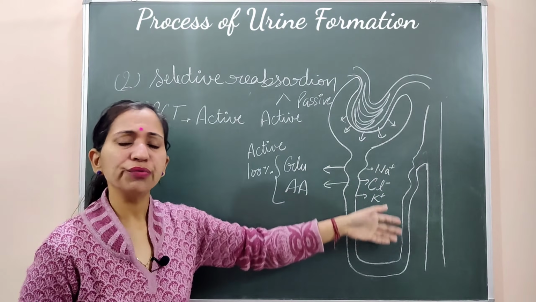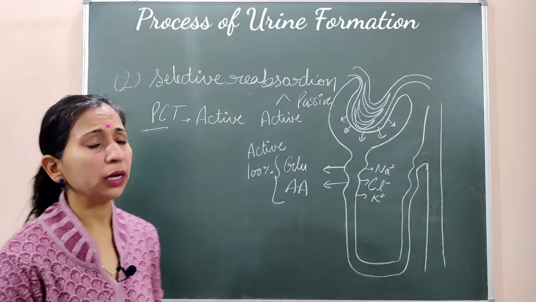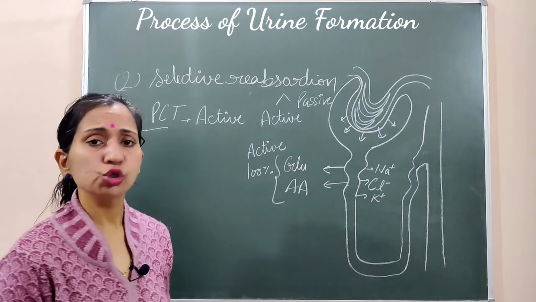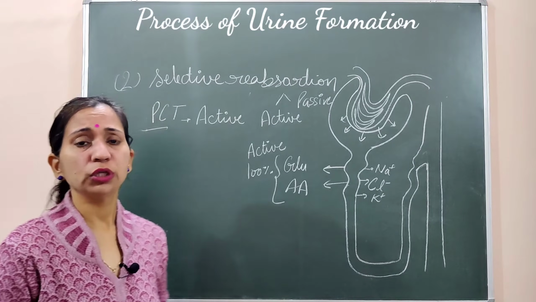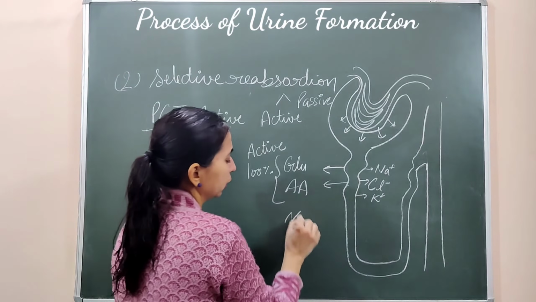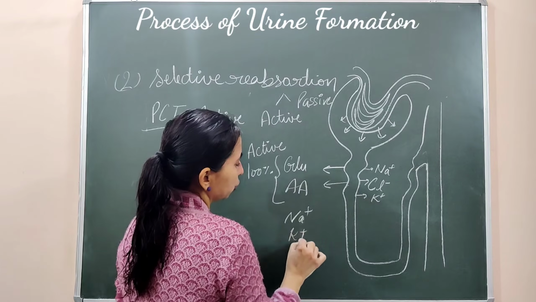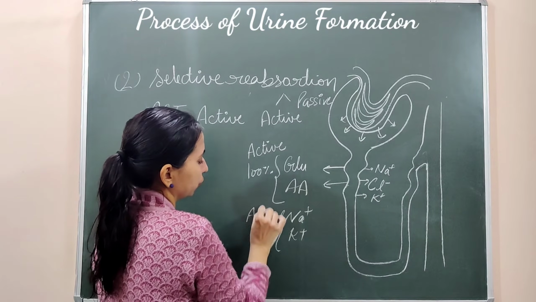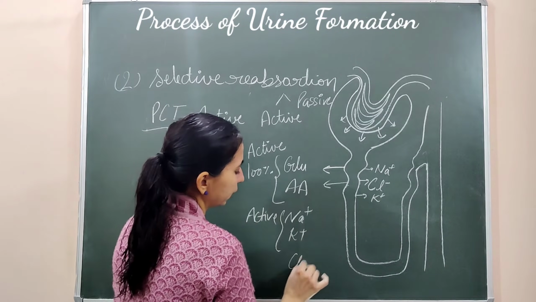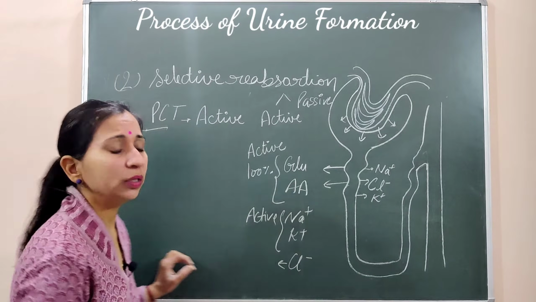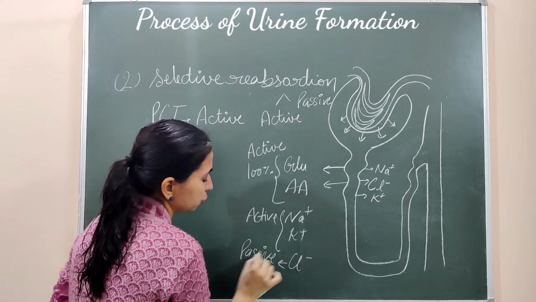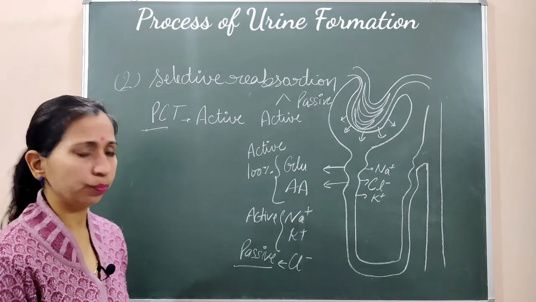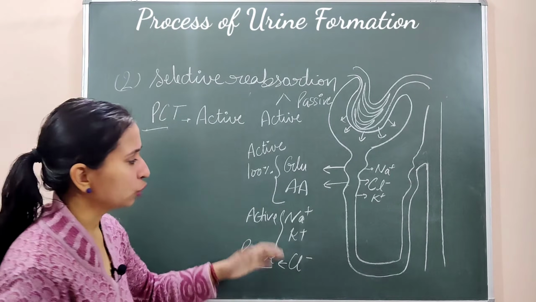Like 70 to 75% reabsorption of these ions will happen, and that will also be active. Sodium and potassium ion का जो absorption है वो active होगा. तो यहाँ हम लिख सकते हैं the sodium ion and the potassium ion, they will be actively reabsorbed. Whereas the chloride ion can be reabsorbed in the passive way. They can be passively reabsorbed, according to the concentration gradient, without using energy. So ये हो गई बात.